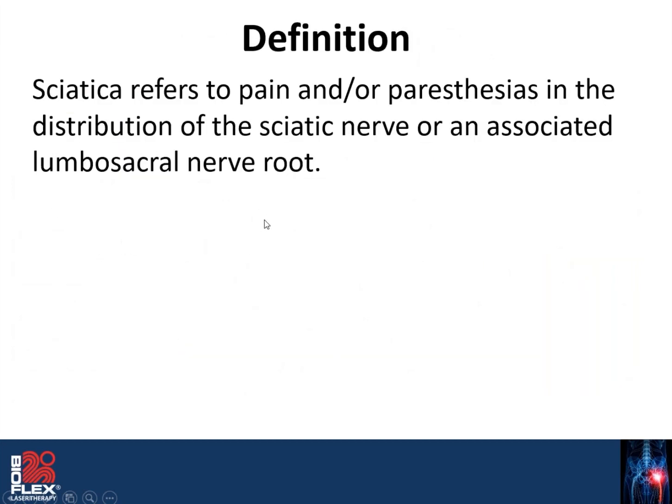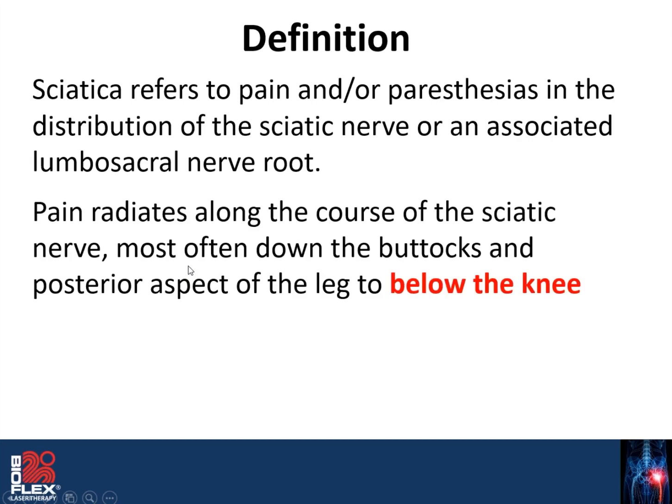Sciatica itself refers to pain and or paresthesia. So those are the symptoms, which is through the distribution of the sciatic nerve and or the associated lumbosacral nerve roots. The pain itself of sciatica typically radiates along the course of the sciatic nerve and typically down into the buttocks, back of the posterior aspect of the leg itself, and almost always below the knee. So that's one of the things that we need to understand.